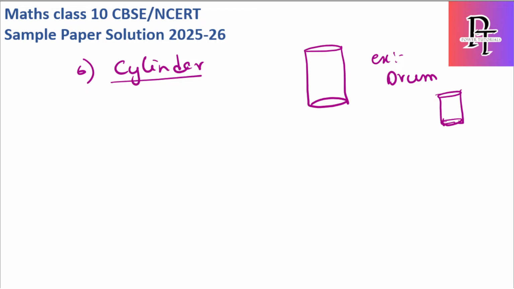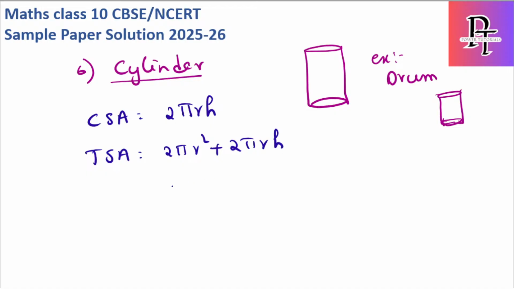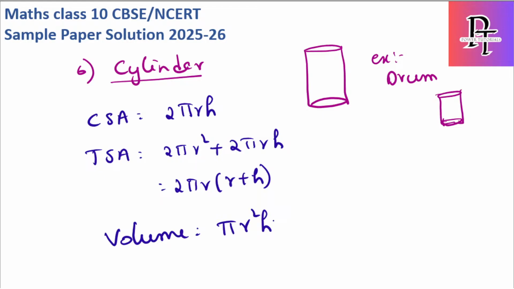So what are the formulas for cylinder? First of all, CSA, which is curved surface area, is 2 pi r h, whereas for total surface area, as I told you, we have to just add top and bottom to this. Top is again pi r square, bottom is again pi r square, so pi r square plus pi r square plus 2 pi r h. So it is 2 pi r square plus 2 pi r h, or simply, if I take 2 pi r common, it becomes 2 pi r into r plus h. And then the volume of cylinder is pi r square h.